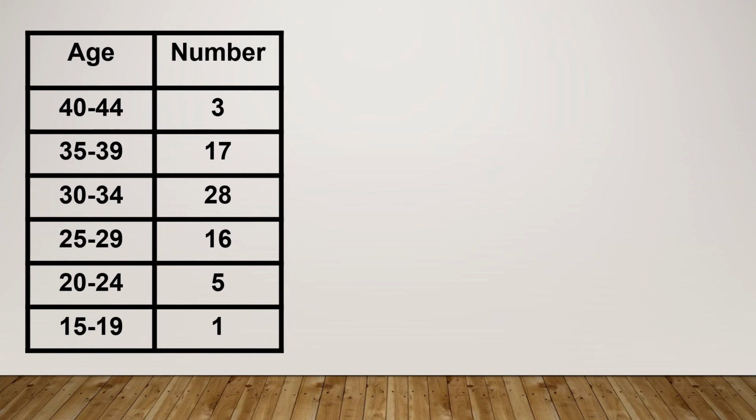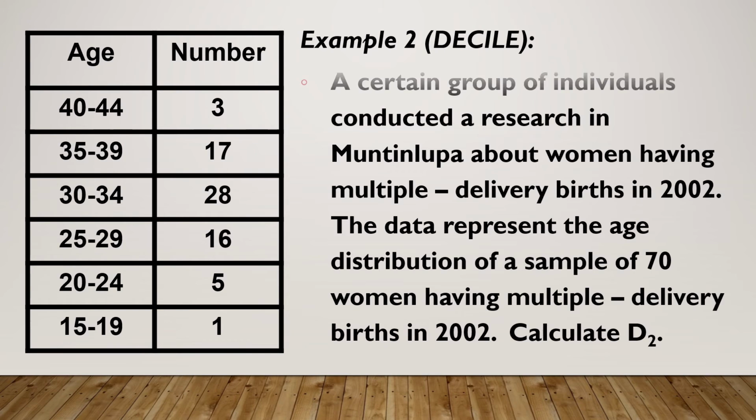For better understanding in decile, let us have another example of a word problem. A certain group of individuals conducted a research in Muntinlupa about women having multiple delivery births in 2002. The data represent the age distribution of a sample of 70 women having multiple delivery births in 2002. Calculate D sub 2.